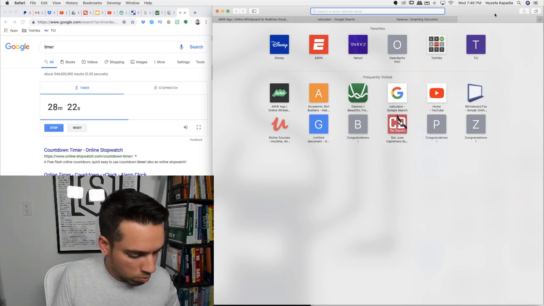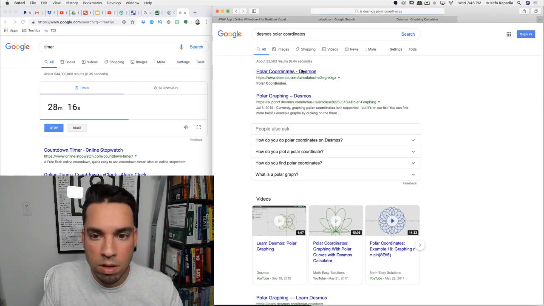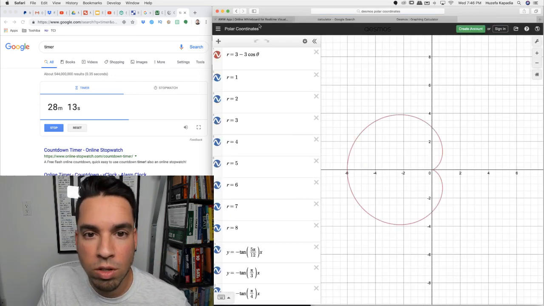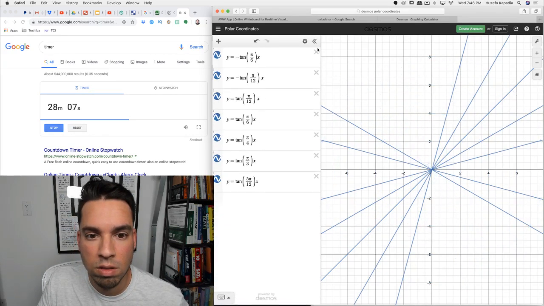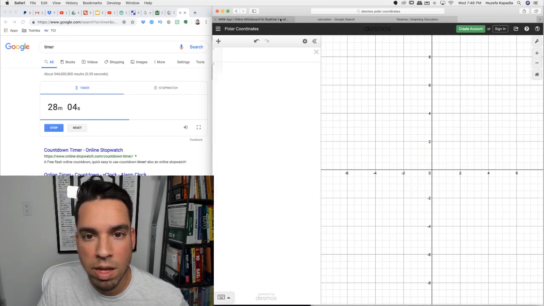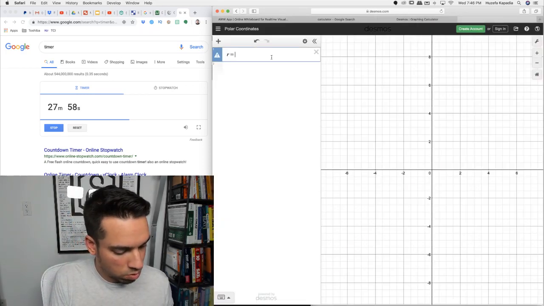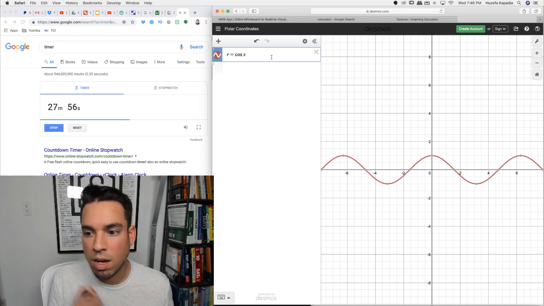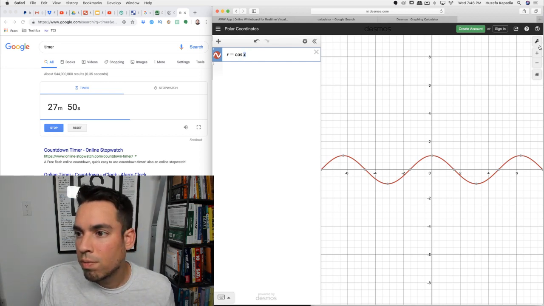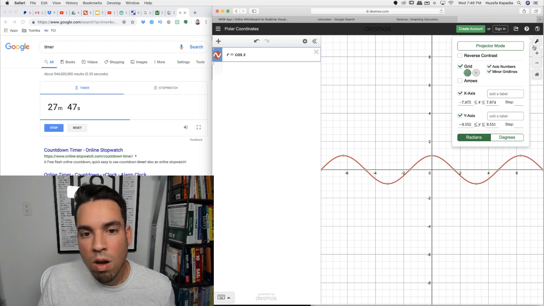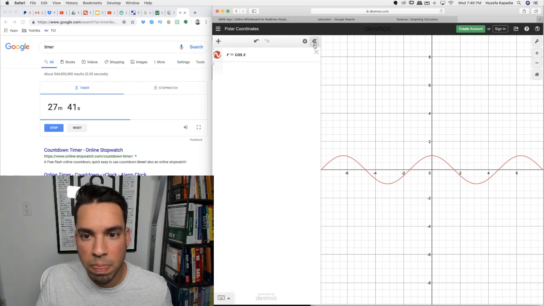Wait a minute. Desmos polar coordinates. All right, let's see this. I know you can go polar on your graphing calculator, I believe. What is all this nonsense? Get rid of that. Okay, so it's r equals cosine of theta. R equals cosine, let's say x. Wait, is this not polar coordinates?